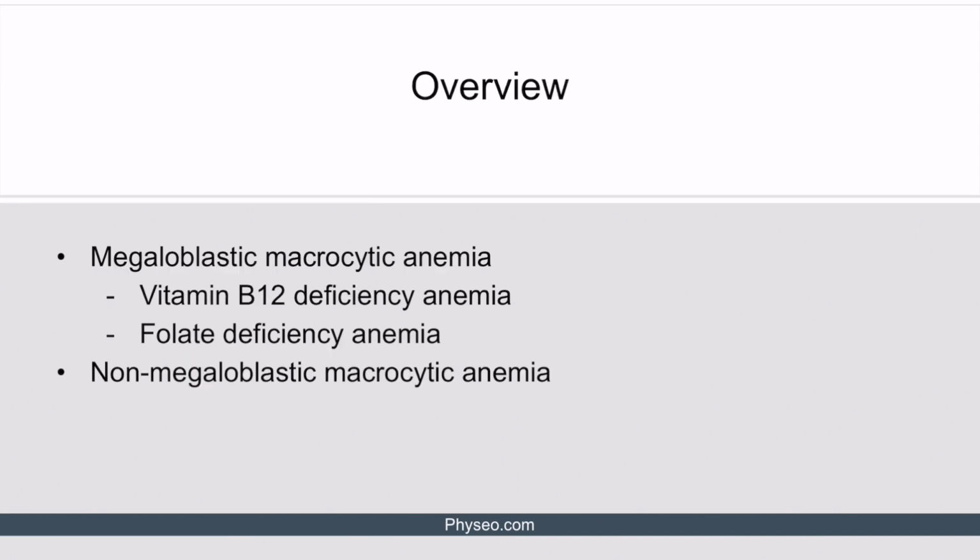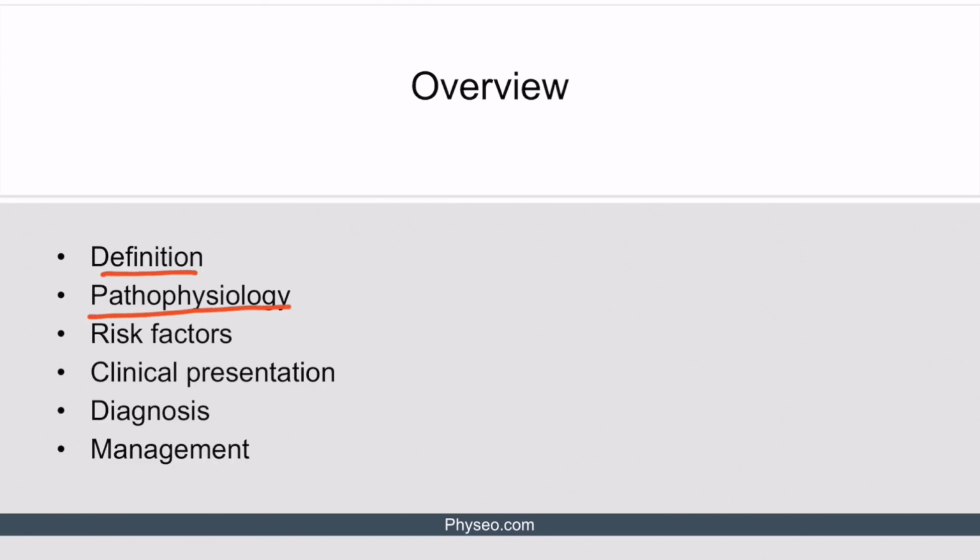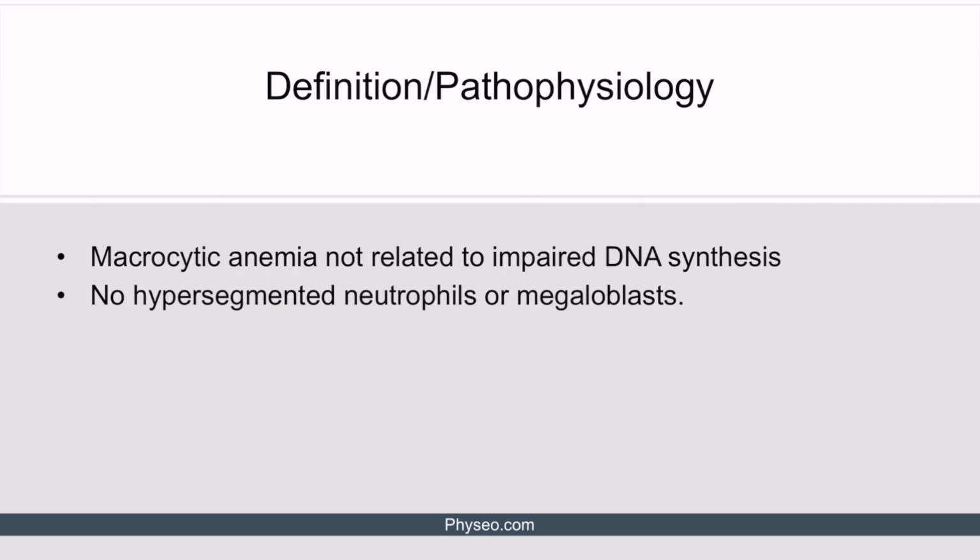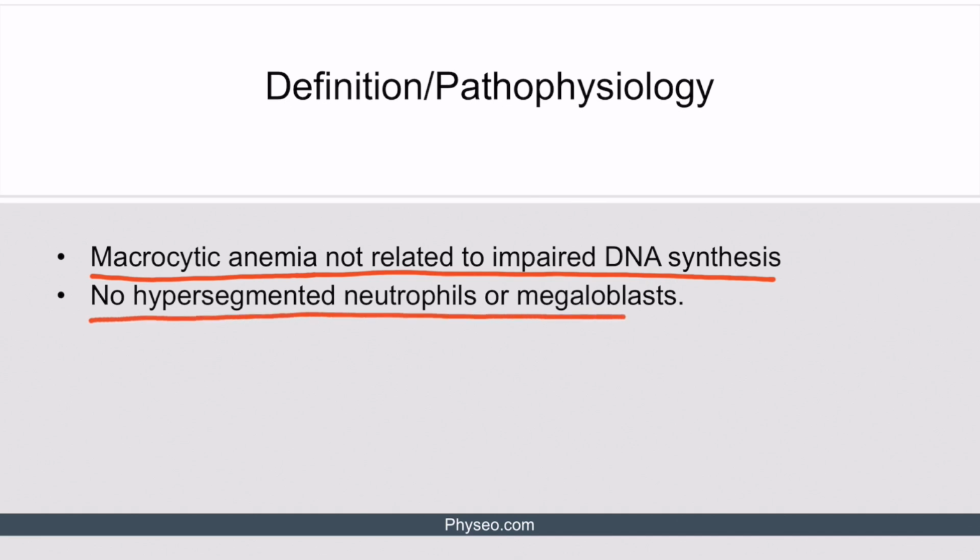All right, returning to our overview slide, now let's move on to discuss non-megaloblastic macrocytic anemia. Again, we'll cover the definition, pathophys, risk factors, clinical presentation, diagnosis, and management. Non-megaloblastic anemias are macrocytic anemias that are not related to impaired DNA synthesis. Thus, no hypersegmented neutrophils or megaloblasts are present.